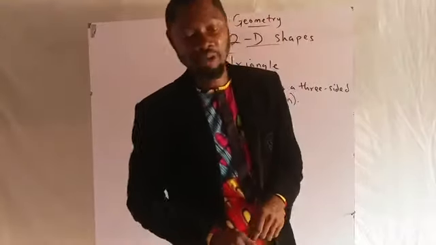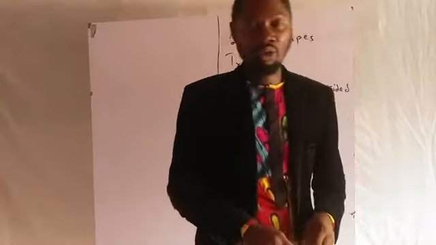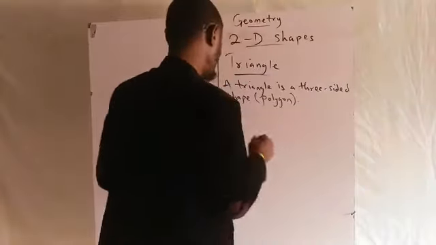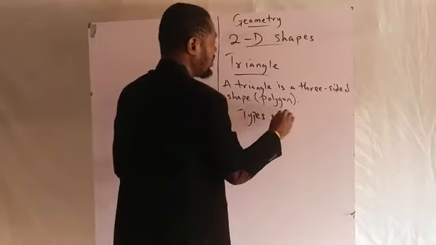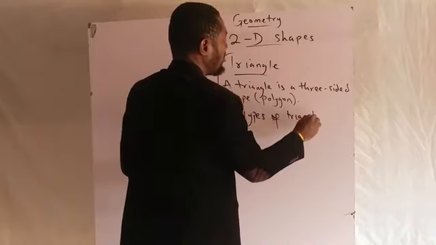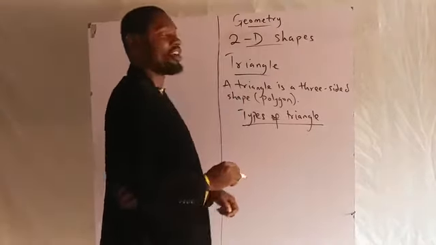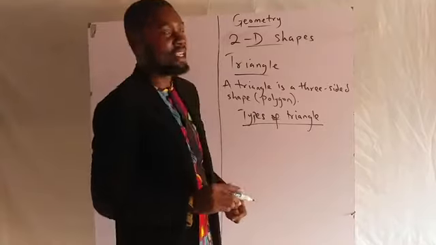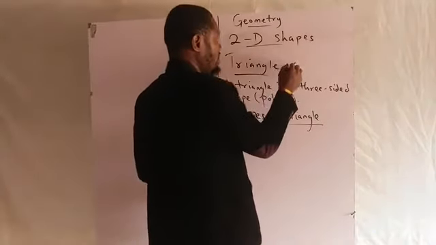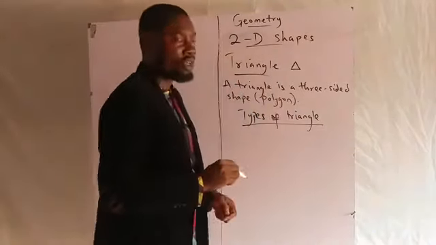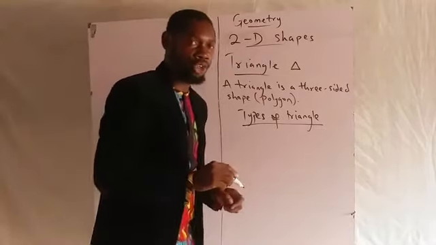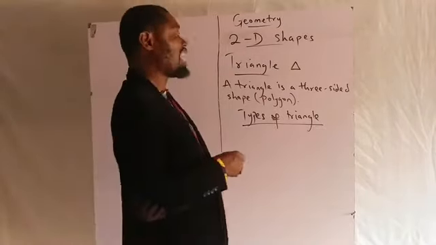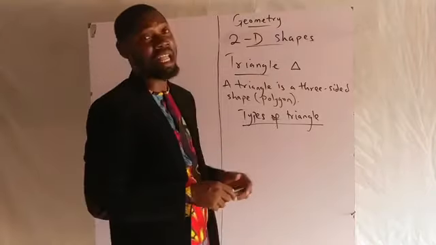The first type of triangle is the equilateral triangle. Types of triangles. Please, in senior secondary school mathematics, we sometimes use this symbol to represent a triangle. So if I want to write triangle, I will just draw the symbol. You should know that the symbol stands for triangle, because of course it is a triangular symbol.